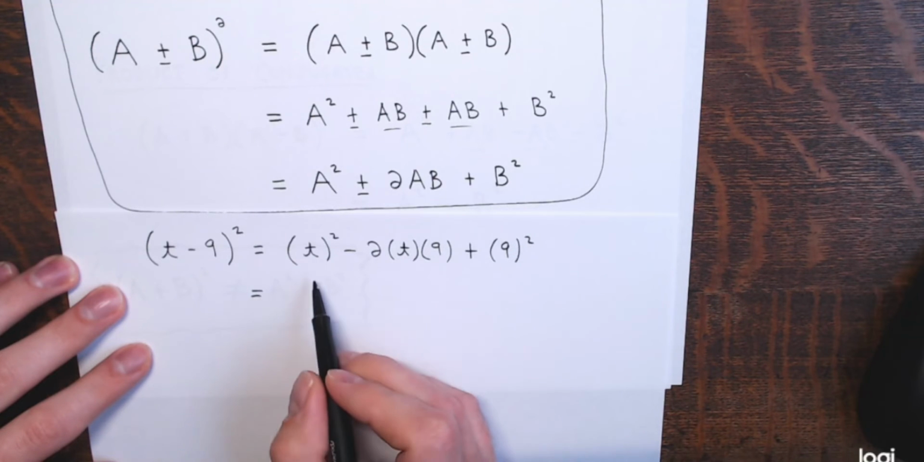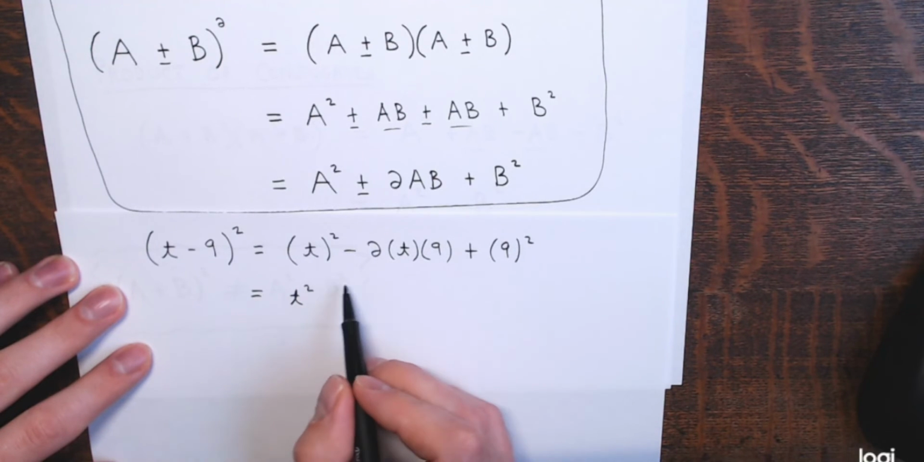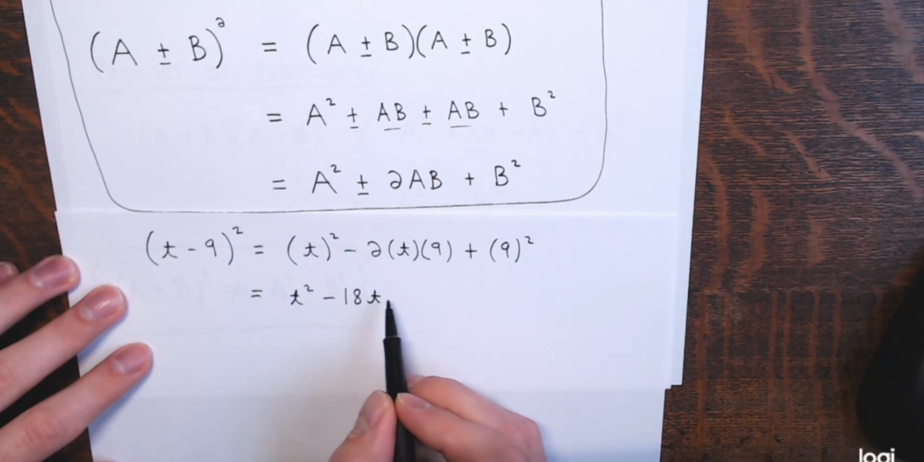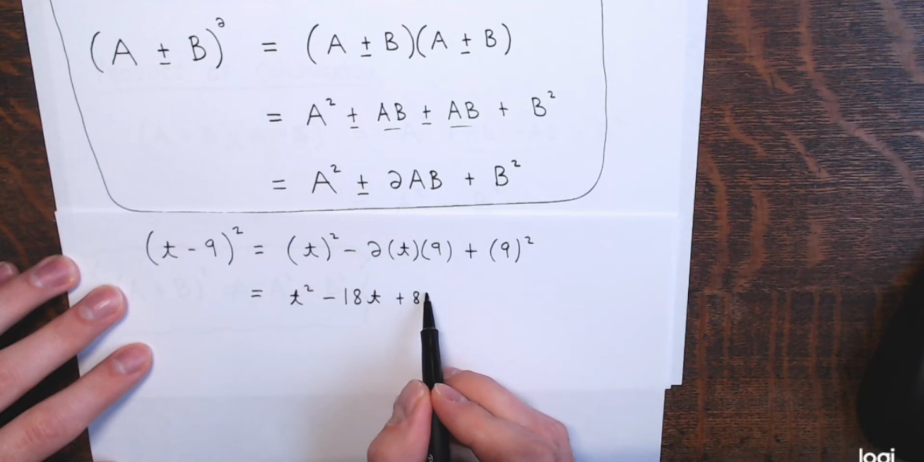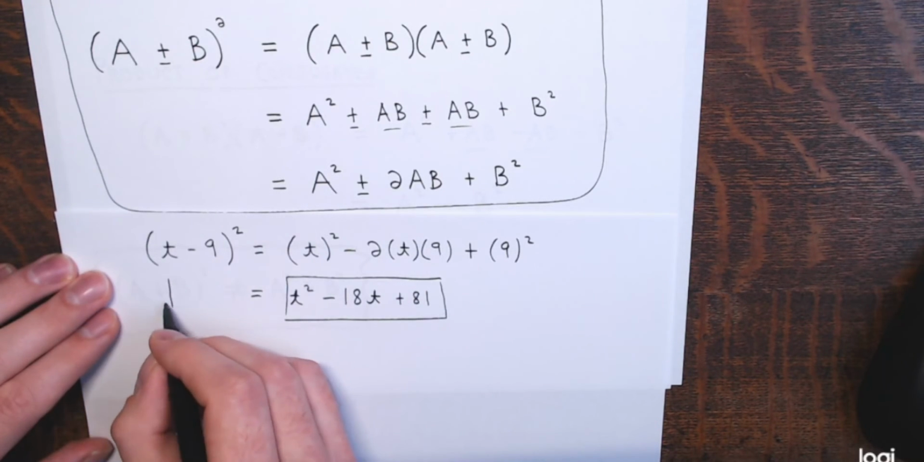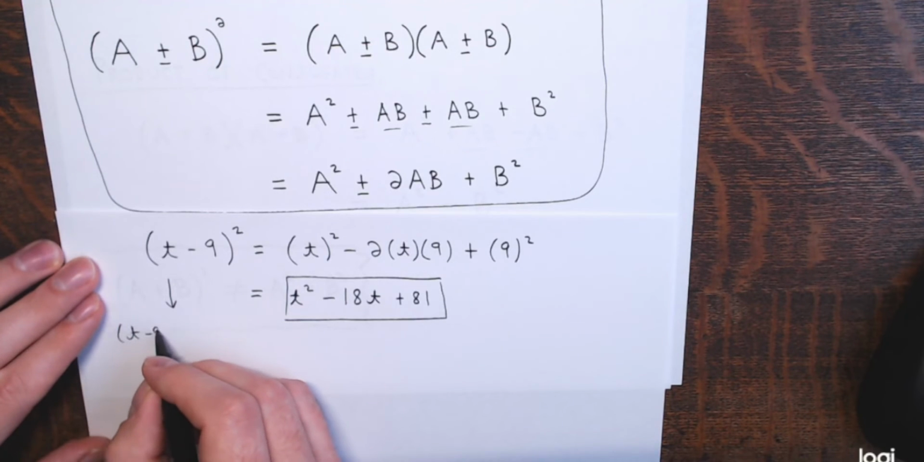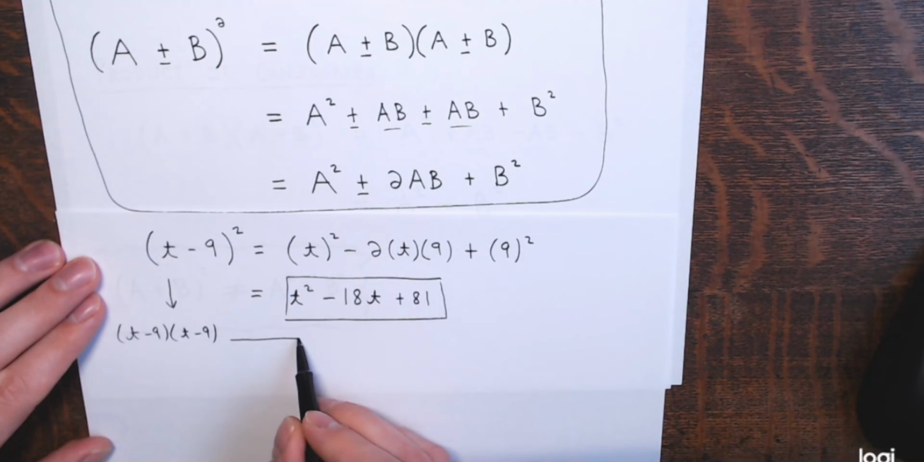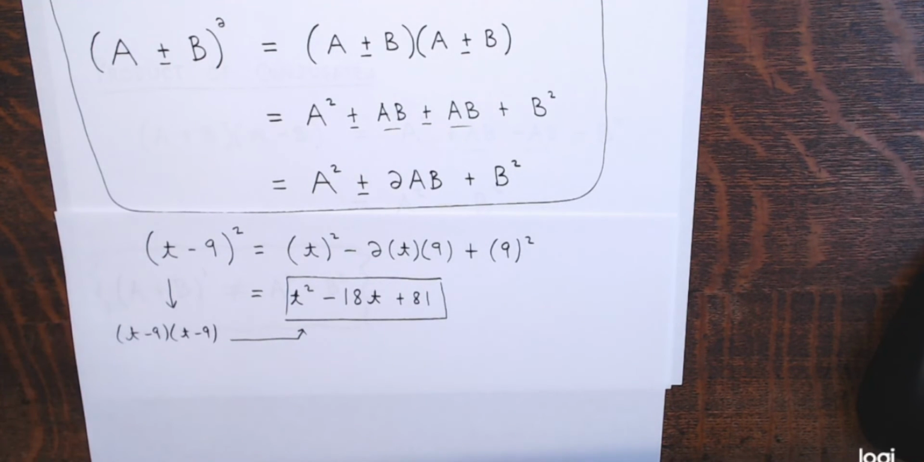And this ends up simplifying to t squared, and then negative 2 times t times 9 would be minus 18t, and then plus 9 squared, plus 81. And that's as simple as that gets. Now, of course, you could always do this: take t minus 9 and multiply it by t minus 9. That's what it means to square. And you would end up with t squared minus 18t plus 81 after all the distributing and combining like terms. I'm just jumping to what I know the pattern to be for squaring a binomial, right? And that's what we're asked to do.